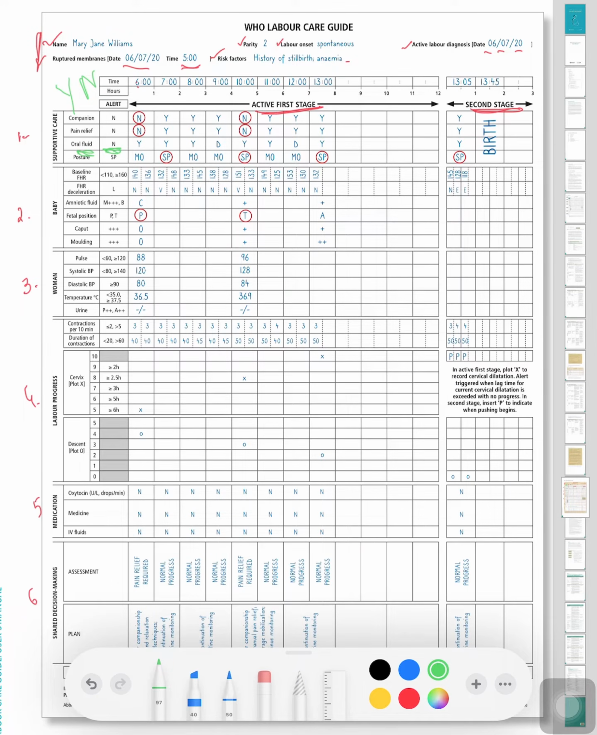So at 6 o'clock she came and she was drinking juice with her, so we wrote a yes. 7 o'clock yes, 8 o'clock yes, she was drinking. 9, D. This D means declined. She declined to take any fluids, and that is fine. If she has taken the fluids 1 hour before, that is fine. Okay. And 10, yes, she was drinking water. 11 o'clock yes. 12 o'clock she declined again. And 13 o'clock yes, she was drinking fluid. Okay, so that is about our oral fluid history, you could say.